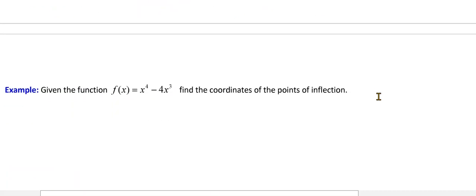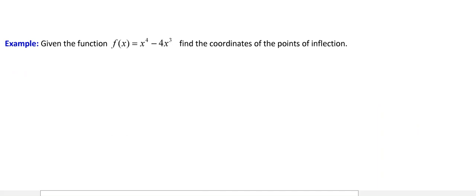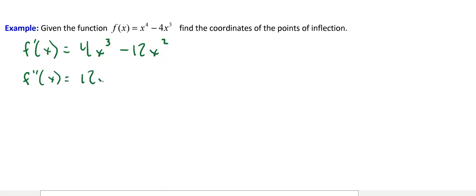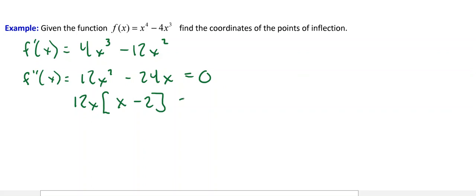Okay, in the next example, same thing. We first have to find the first derivative. And so the first derivative will be 4x cubed minus 3 times 4, which is 12x squared. The second derivative will then be 12x squared minus 24x. And we want to set that equal to 0. So we see that we have common factors here. We can factor out a 12x. That will leave us with x minus 2 equals 0.